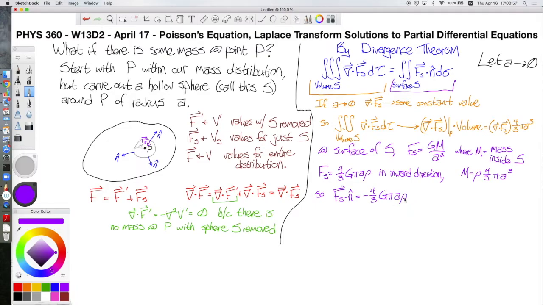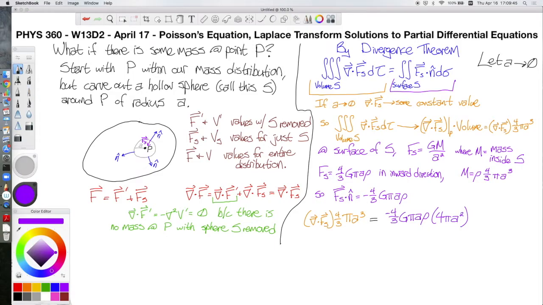So now we've evaluated the left-hand side and the right-hand side of this separately, so we can now set them equal to each other. So we have from the left-hand side the divergence of Fs times 4/3 pi a cubed has to be equal to negative 4/3 G pi a rho. And then when we take that integral over the entire surface, we get the surface area of the sphere multiplied to this side.